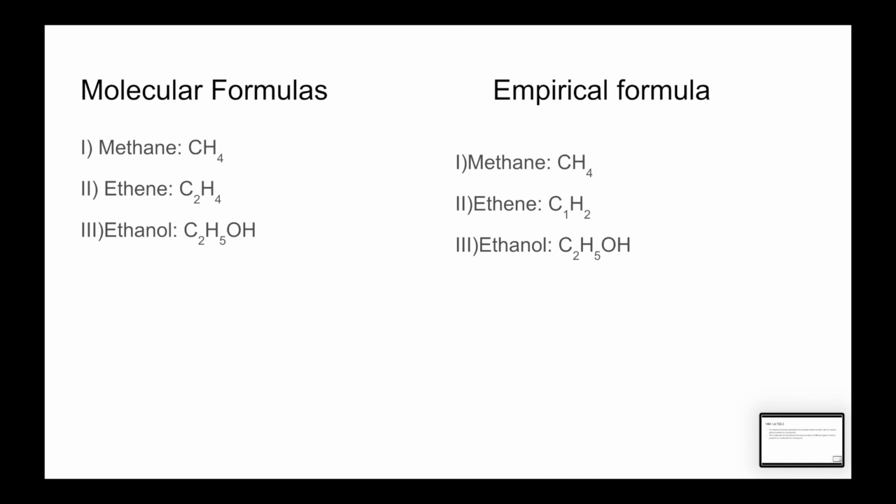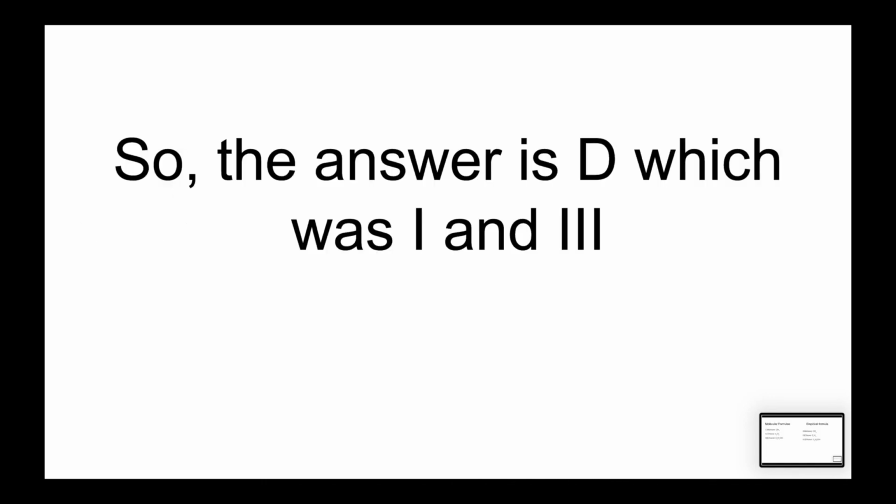So the ratio between C and H in methane is just 1 to 4, which cannot be simplified. The molecular formula of ethene is C2H4, but the empirical is CH2. I wrote the 1 on my slides just to clarify that there is still a 1 there and that you're dividing each number by 2 to get the simplest ratio, or the empirical formula. In ethanol, it's C2H5OH in the molecular formula, and there are no common factors for you to simplify this further and get an empirical formula. So methane and ethanol have the same molecular formula and the same empirical formula, meaning that the answer is B, which was 1 and 3.